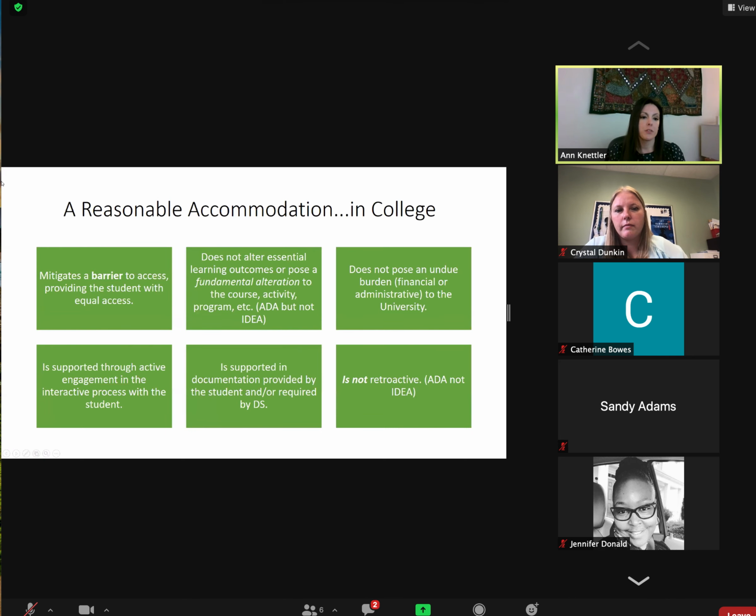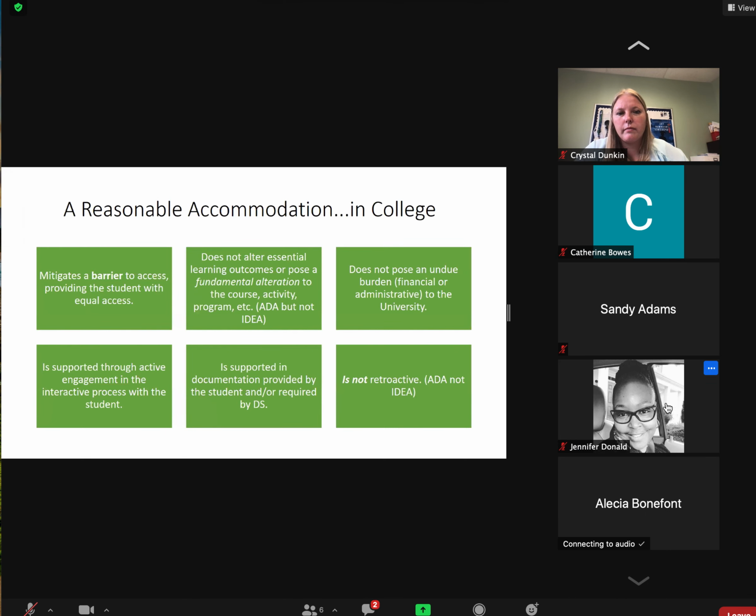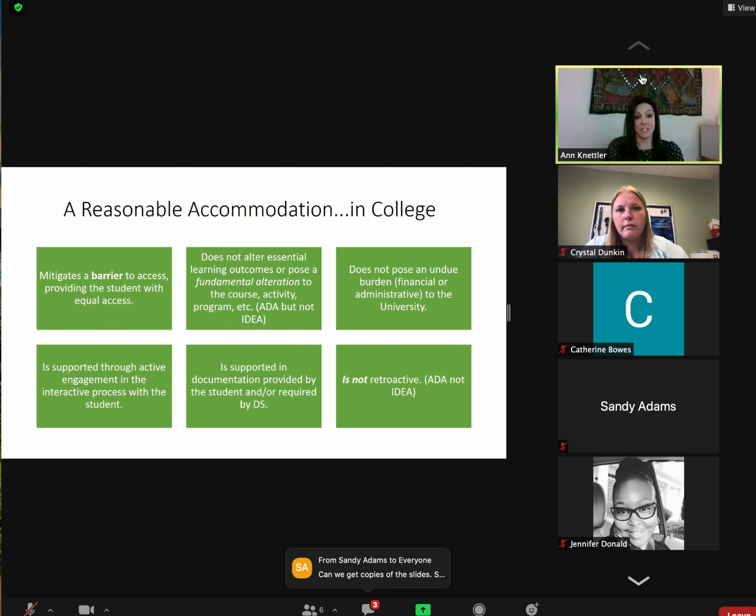It has to be supported through the active engagement of the interactive process, which we're about to talk about. It has to be supported in documentation that's provided by the student. And like my office will tell them what they need to provide, but it has to be provided by the student. And so important, it is not retroactive.